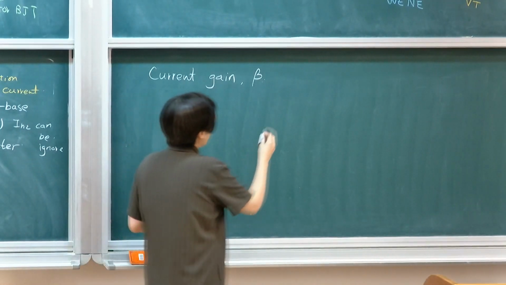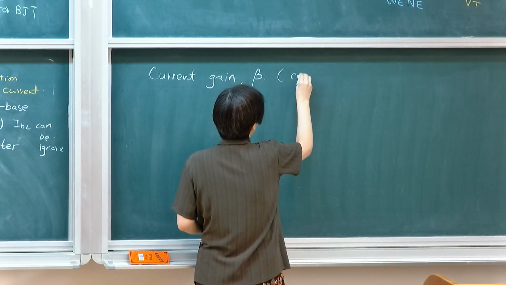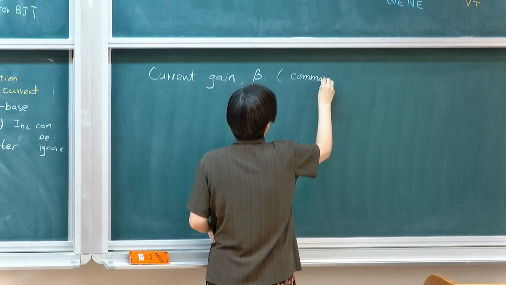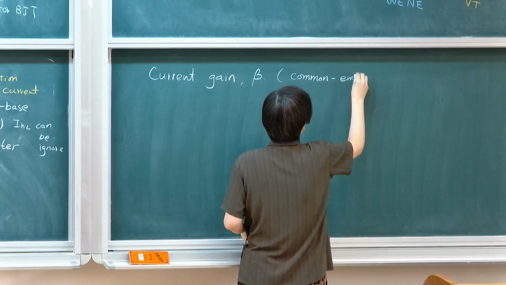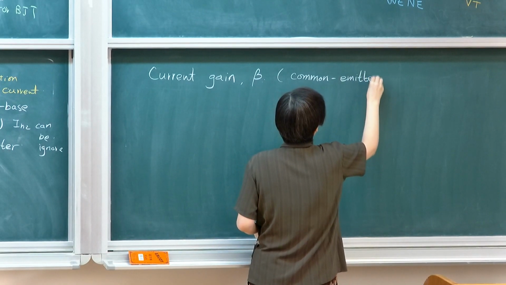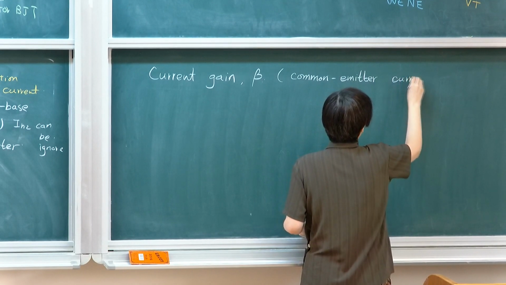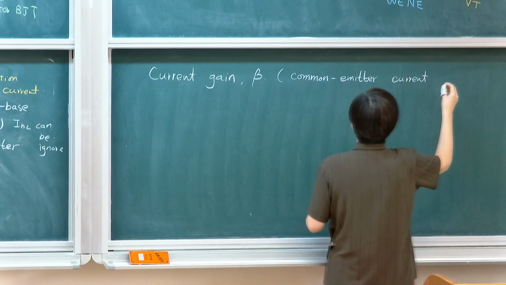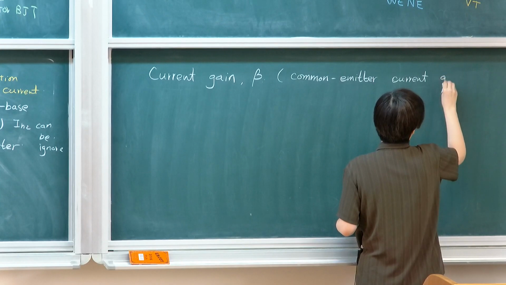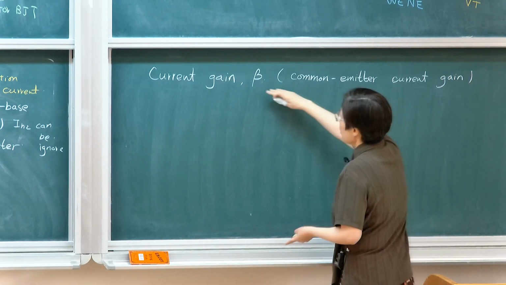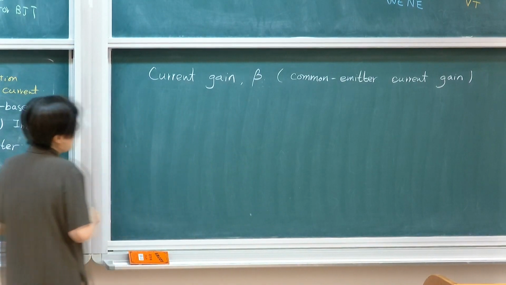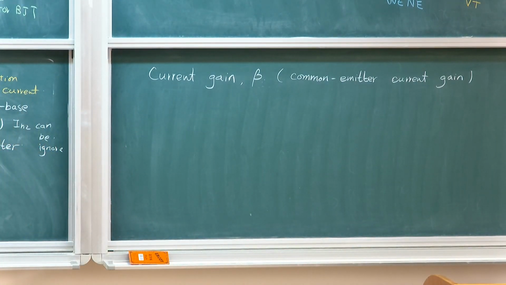The current gain beta is sometimes referred to as the common emitter current gain. The reason for that will be explained when we talk about transistor or amplifier structures.